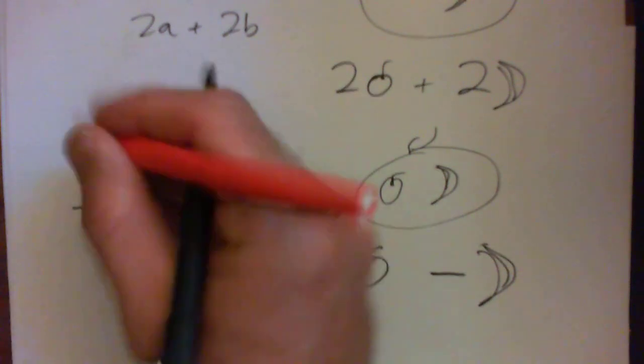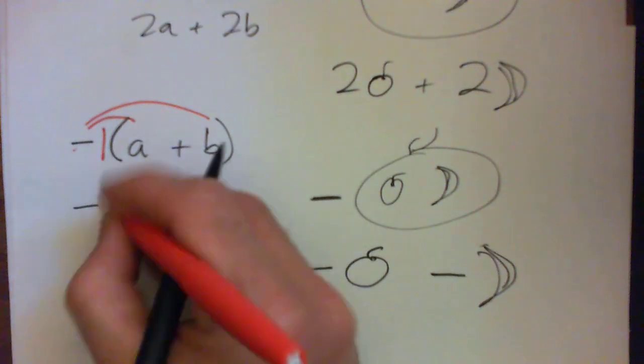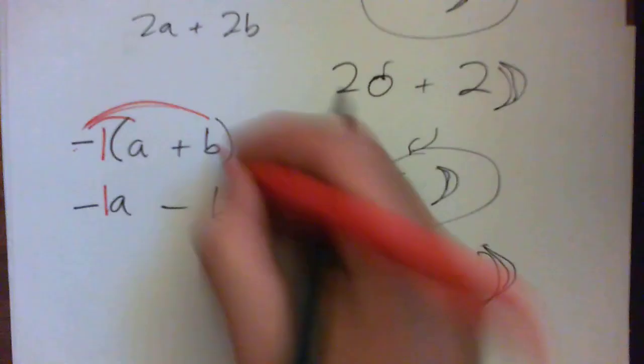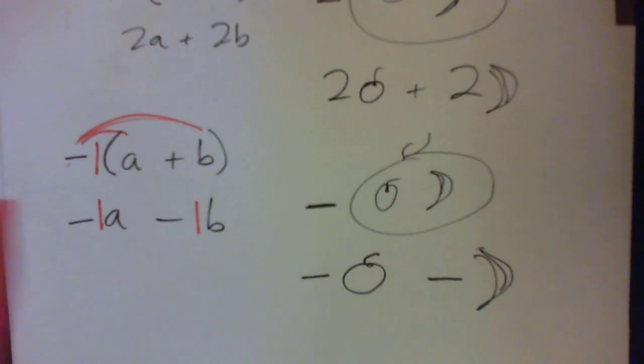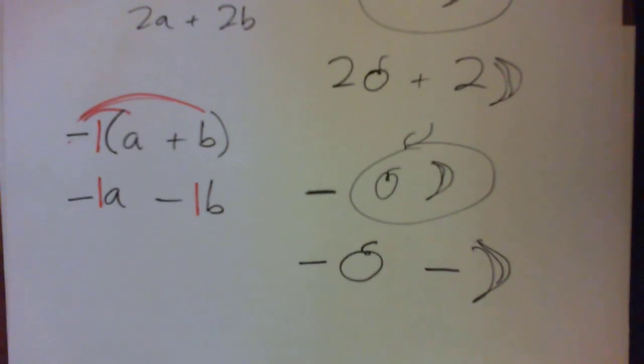And as you say, if you stick a 1 there and multiply it in, negative 1 times a is negative 1a, negative 1 times b is negative 1b. And that works. That'll do the job as well, right? That's another way of looking at it. But essentially we're saying apply a negative to everything inside that bag.